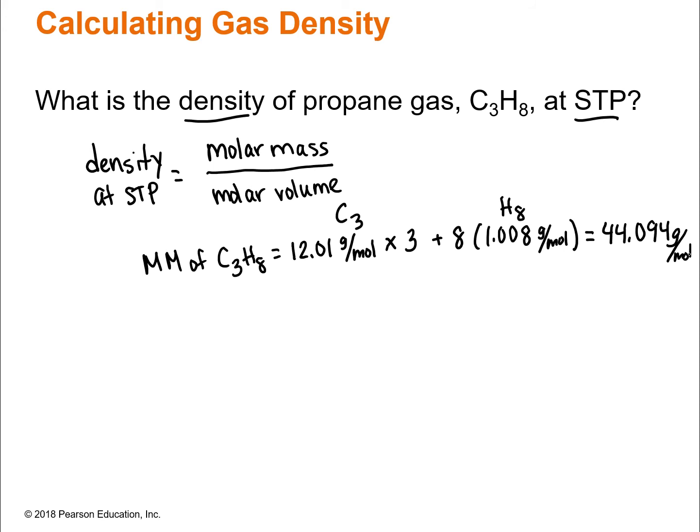So you should get something in the ballpark of 44. So if it's 44.097 versus 44.094, that's not a big deal. You'll still get the same answer at the end. Now that we've got our molar mass, we can calculate the density.